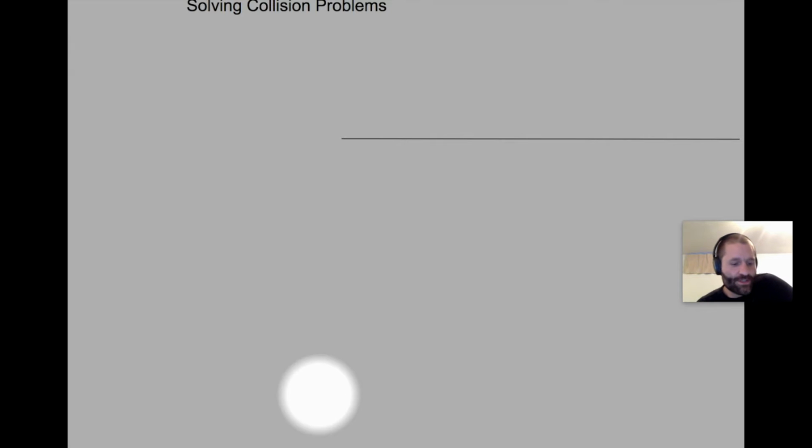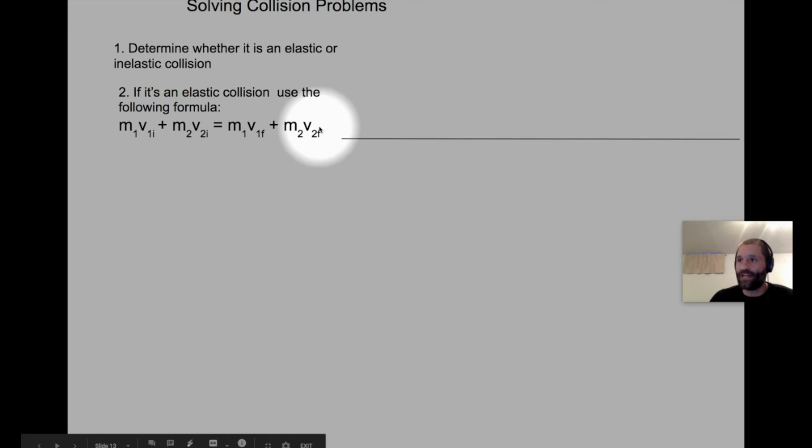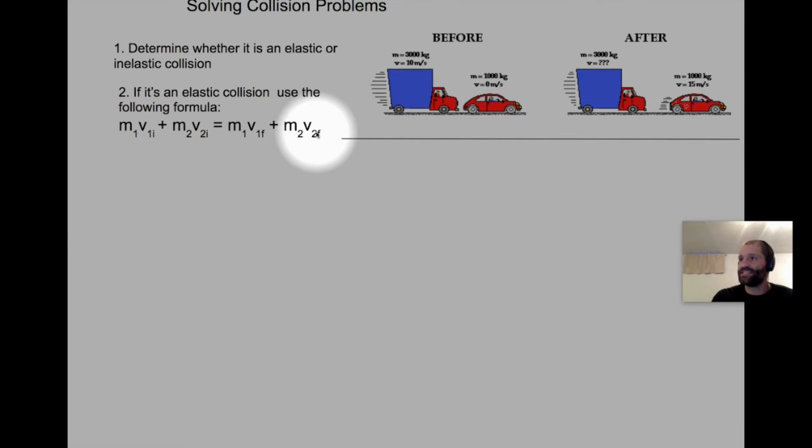First thing you want to do is determine whether it's elastic or inelastic. Are they stuck together or are they not? If it's an elastic collision, meaning they're not stuck together because they're going to have their own velocities, you would use this formula. In this example, the one on the top here is an elastic collision because they're not stuck together after the collision. Before the collision, here they smash right here, then after.